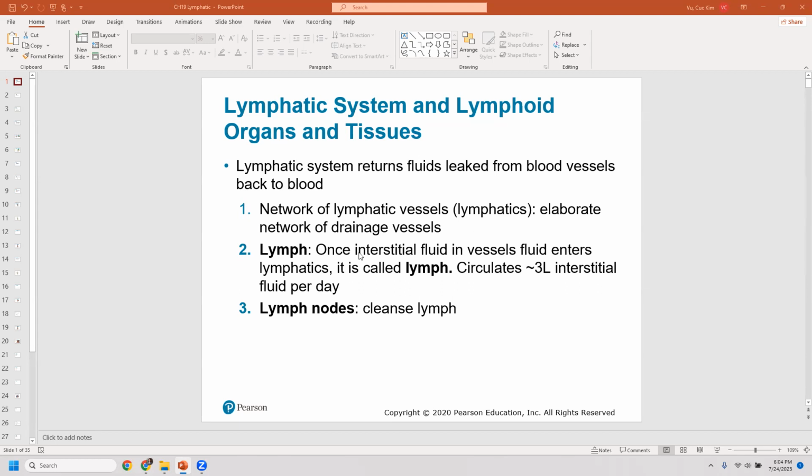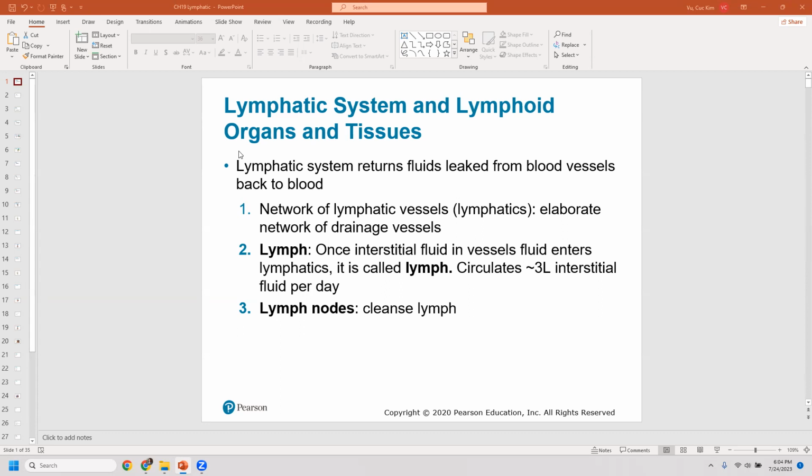Okay. So this week, both chapters are relatively light anyways. It's very interesting. So today we're going to cover the lymphatic system and the lymphoid organs and tissues. The lymphatic system essentially has three main functions, okay?